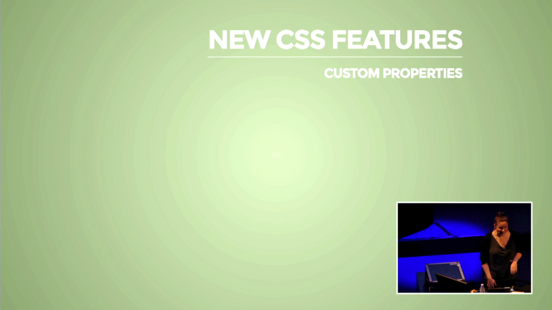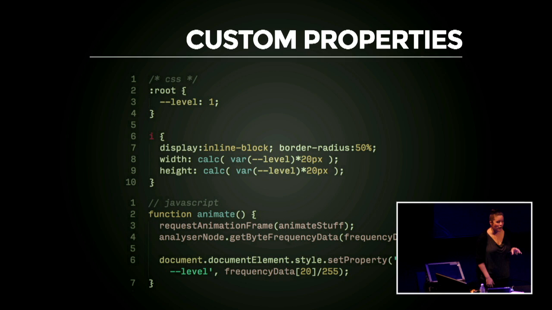Other things like custom properties, right? So this is a fun one. This is JavaScript all up in your CSS. So what you can do is you can take one of the frequency values, pass it into a custom property, which is basically a CSS variable, and pass it back into your CSS, right?